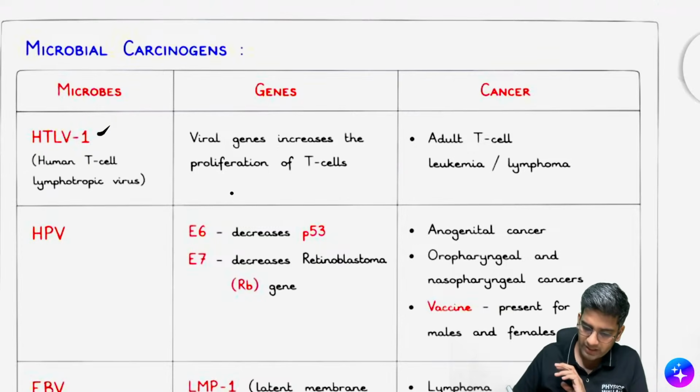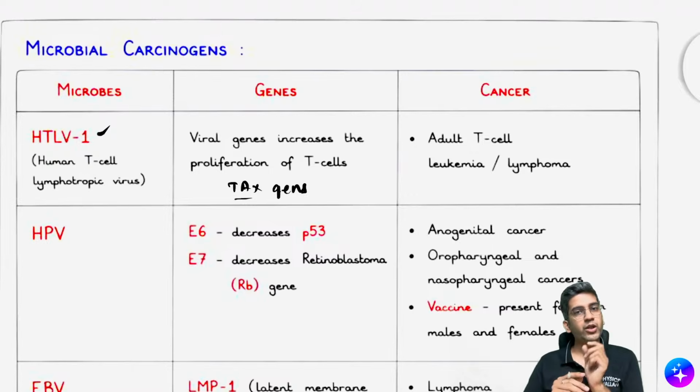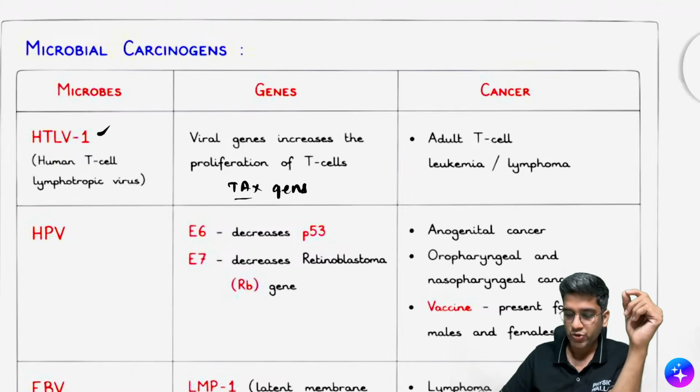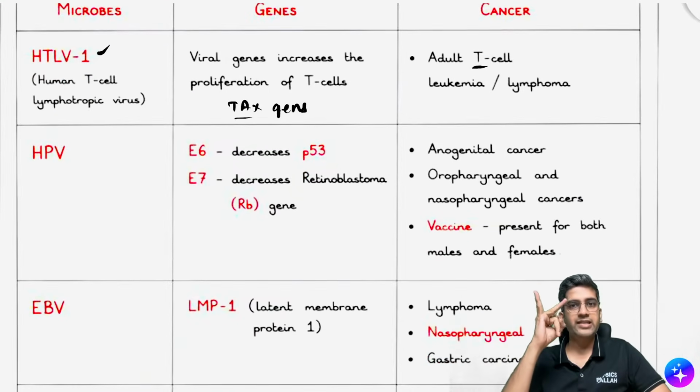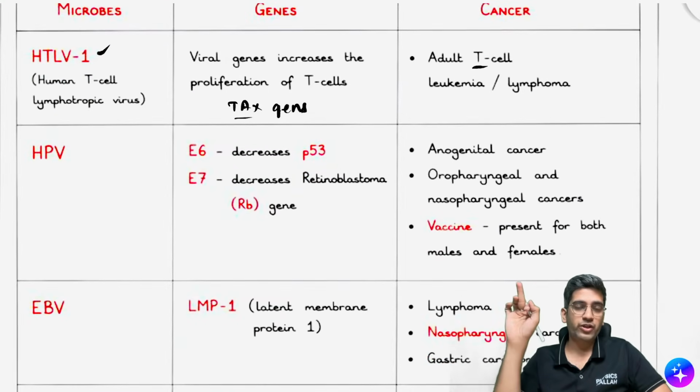HTLV-1 has a viral product called the tax gene, the viral gene which increases the proliferation of T cells. So it causes adult T cell leukemia lymphoma. HPV, you cannot forget that, right? E6, E7. These are viral proteins.